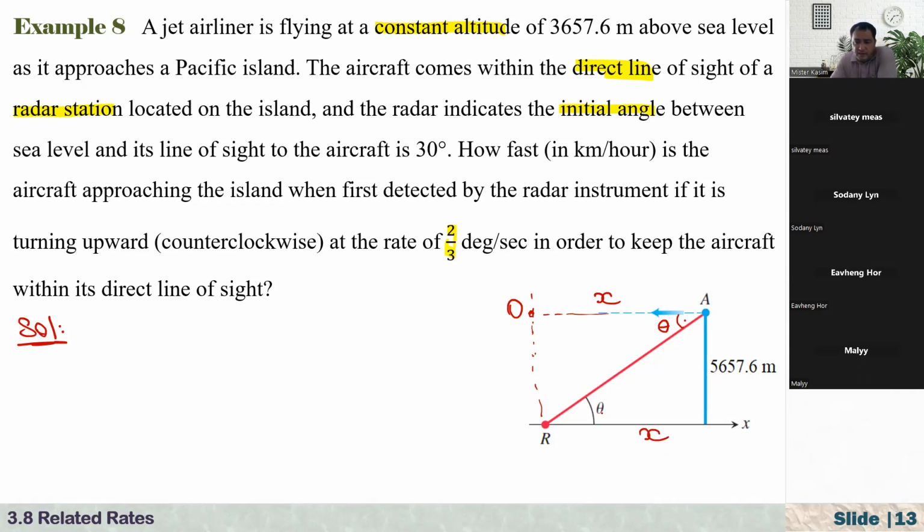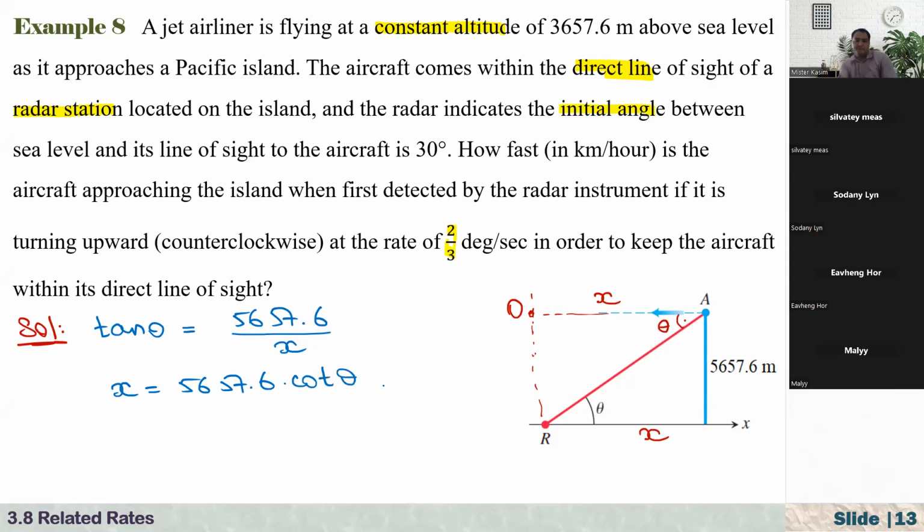What we know here is the angle, opposite side over adjacent side, which gives us the tangent function. So tangent of theta at any instant is equal to 5657.6 over x. Since we are looking for x, I can rewrite this: x is equal to 5657.6 times 1 over tangent, and 1 over tangent is cotangent of theta.